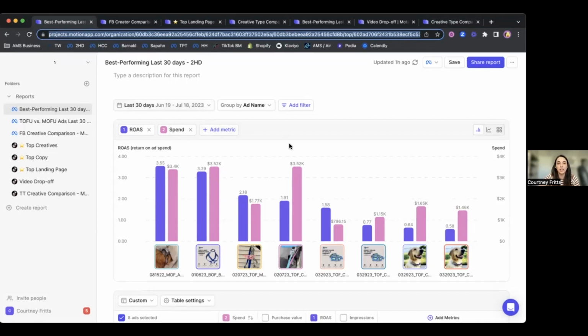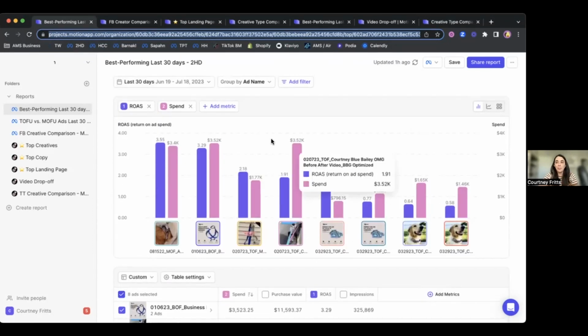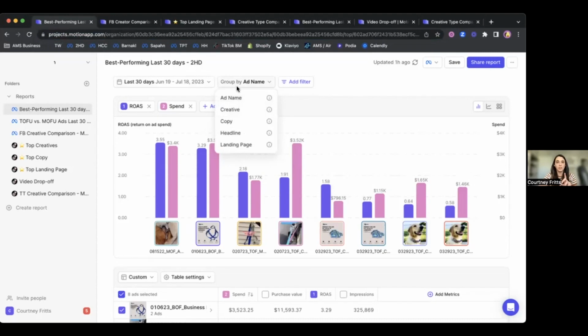Looking at this, I have it broken up by ad name. You can also break it up by a couple of different things: creative, the copy. If I'm trying to test copy, let's say I have 5 different versions of copy and I have them named something different, I could group them by all these different things to see exactly what it is that I'm looking for. I'll go into some landing page testing here in just a minute, but I have this out by ad name.